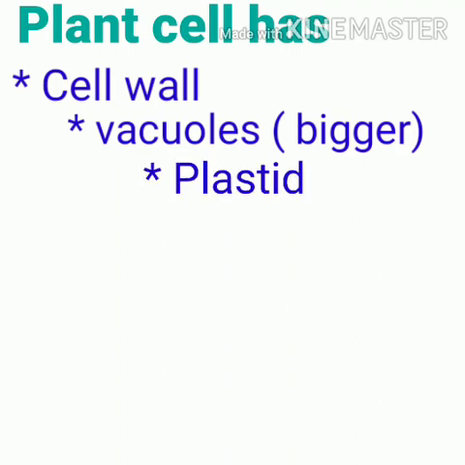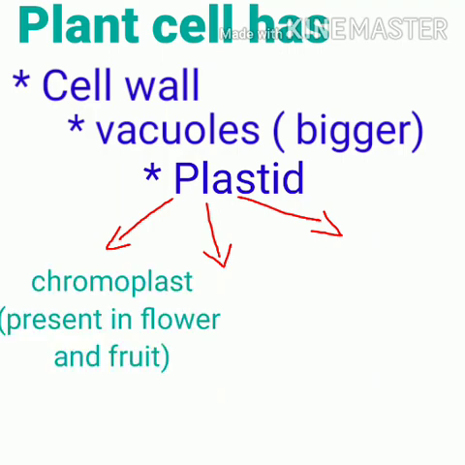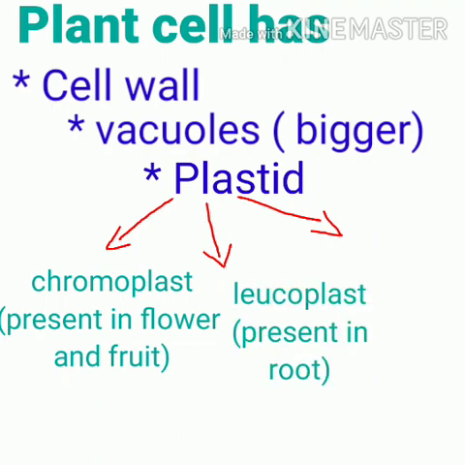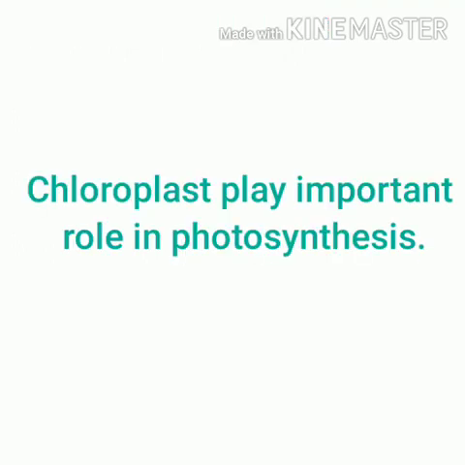Plastid means a substance that gives colorful things to the plants. For example, in plants you can see colorful flowers, colorful fruits, and green leaves. Among these, one plastid is the chloroplast, that is chlorophyll, which plays the most important role in photosynthesis.